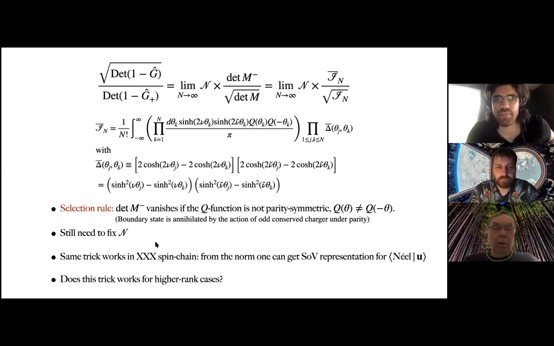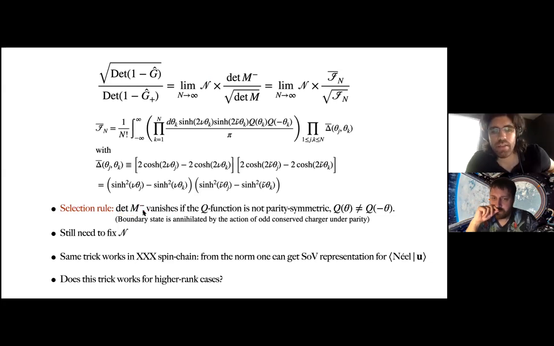But before concluding, let me make some additional comments. The reason why we pick this determinant M minus and not M plus is that that piece will vanish if the Q function is not parity symmetric. This is related to the fact that integrable boundary states are annihilated by the action of the odd higher conserved charges. So this is the criterion to use to pick this term. But of course, the proposal is notoriously incomplete because there's still something to be fixed. And perhaps, as Colio pointed out, starting from the discretization of the sinh-Gordon is the way to do it.